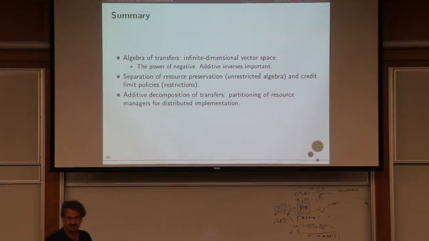Summary. I just want to say the summary here is, to me, actually, it's an algebra of transfers, and it's an omega. So it's an infinite dimensional vector space. It's the reason it's not formulated with matrices, but otherwise because the X and the resource types are basically sets, they're not bounded. They're not required to be finite. So the power of negative, I think, is important in the sense that it's wonderful to have negatives of anything. So additive inverses are important, so they give us a nice way of modeling transfers because we have negative amounts.